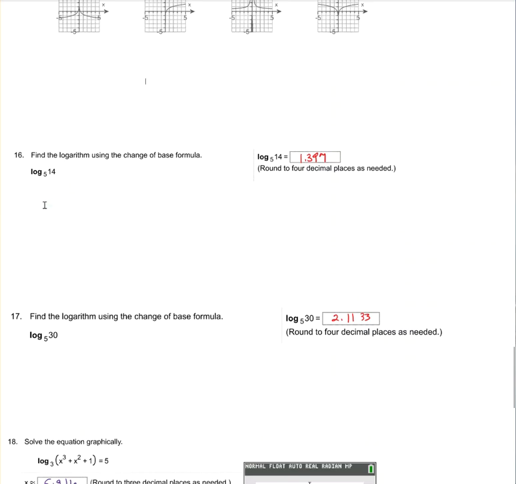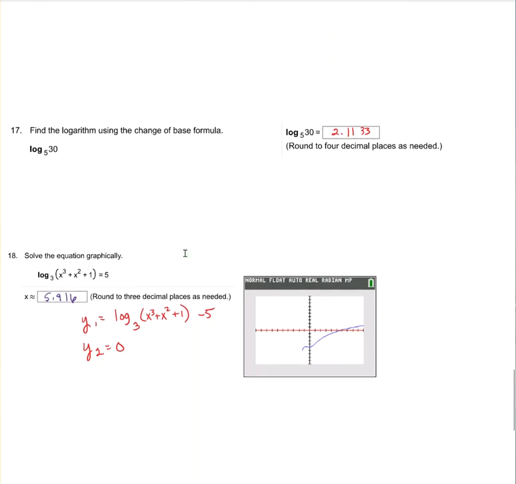Using the change of base form, you can either do the log base icon, or you can do the log of 14 divided by the log of 5. You can do all that on your calculator. You can do 17 there.